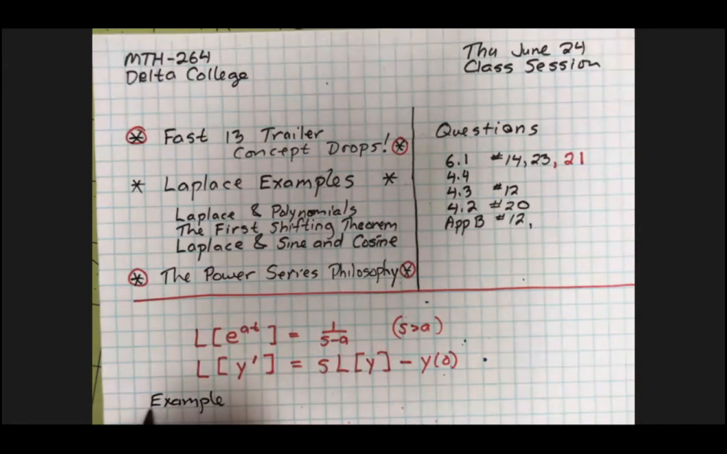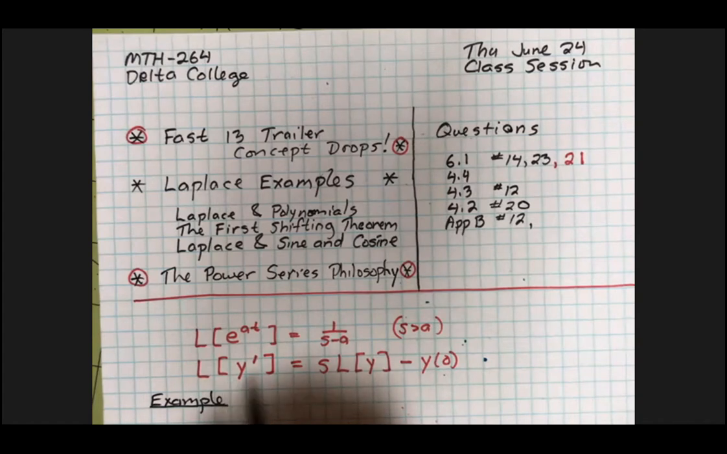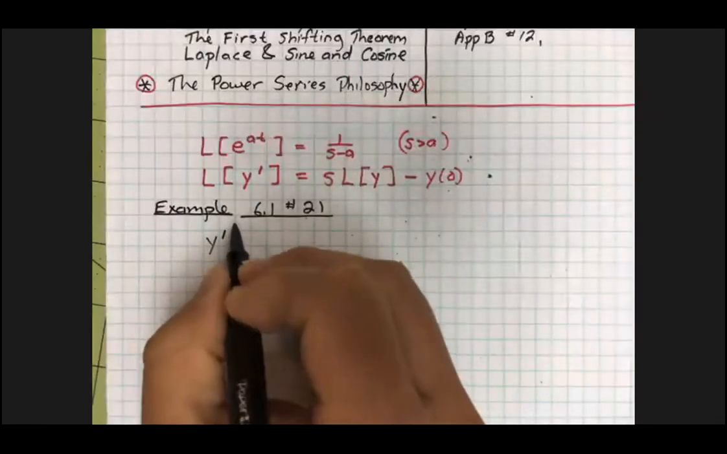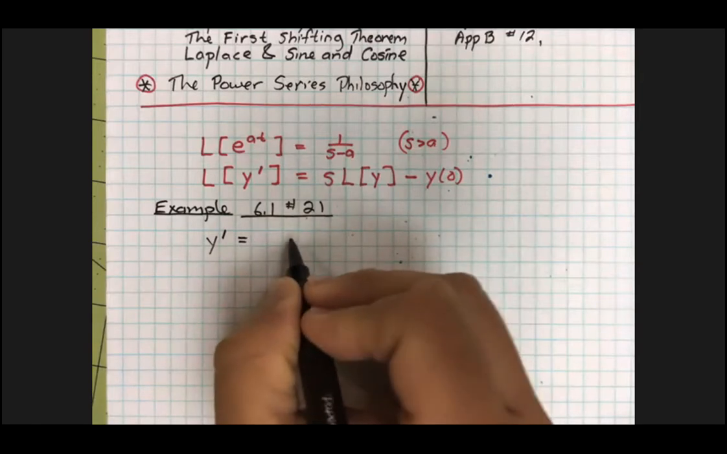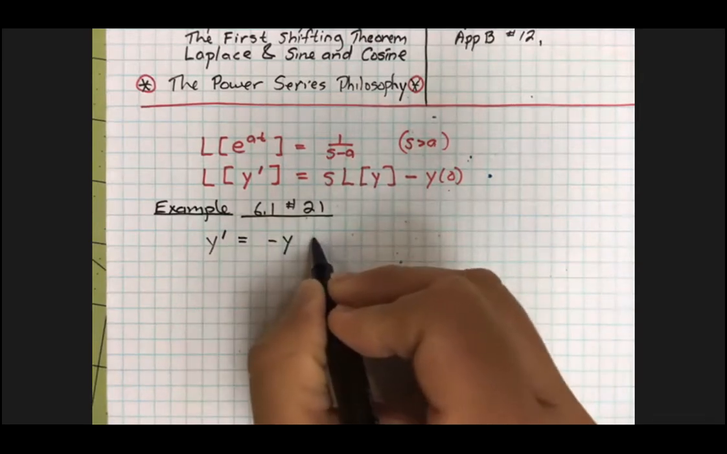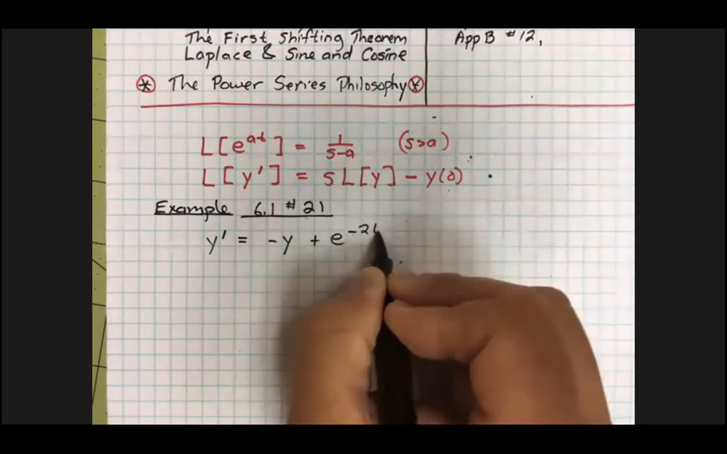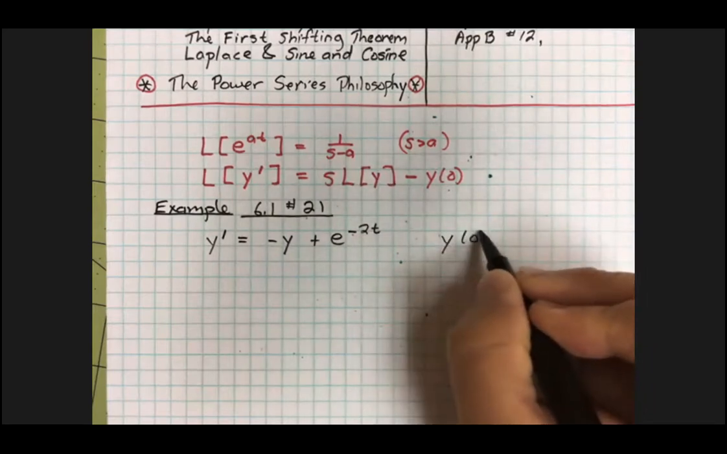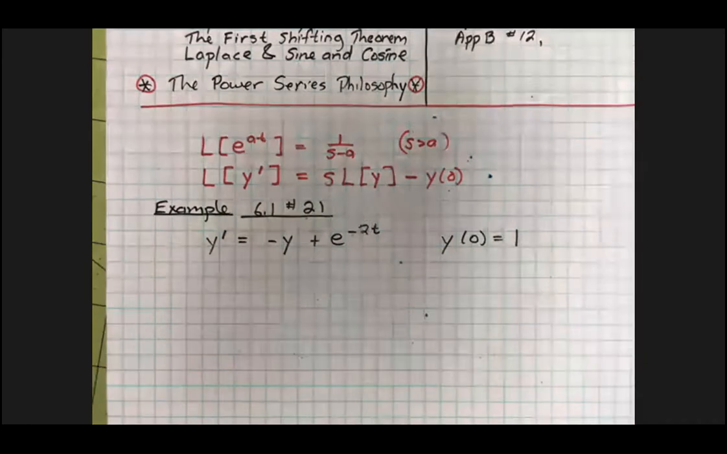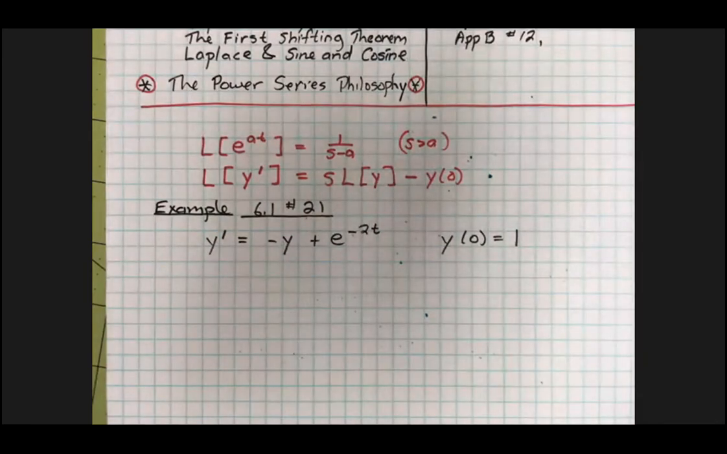So let's take, for example, 6.1 number 21. Then possibly we could work ourselves up to a problem that more resembles your problem on the homework. So 6.1.21 says this: y prime, just a single derivative, your homework has two derivatives, equals minus y plus e to the minus 2t, y of 0 equals 1. So here's what I mean by the Laplace transform eats derivatives and spits out solutions.